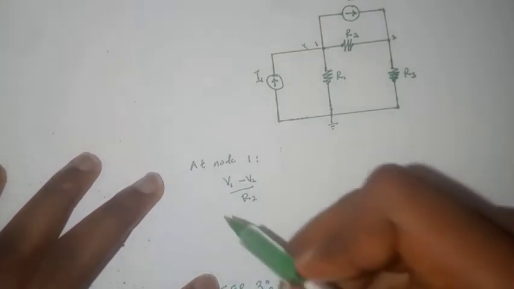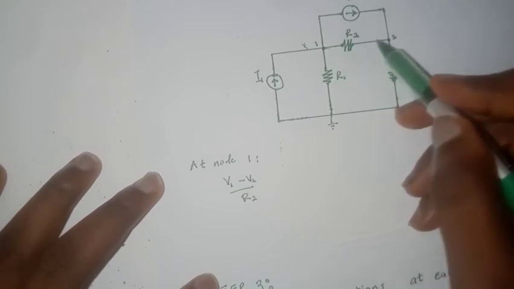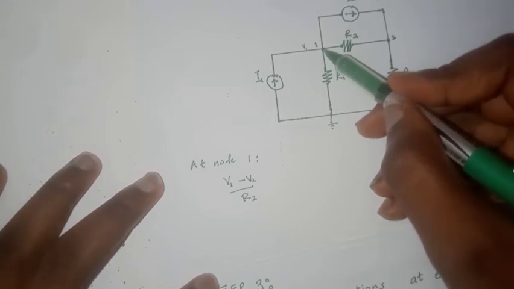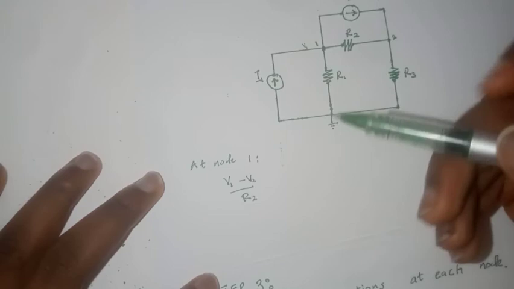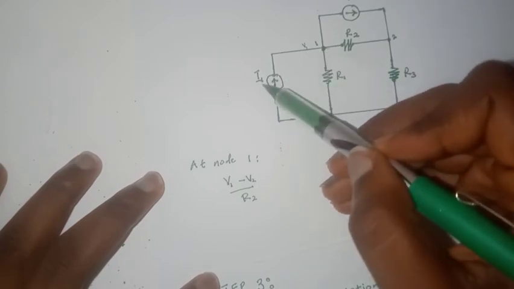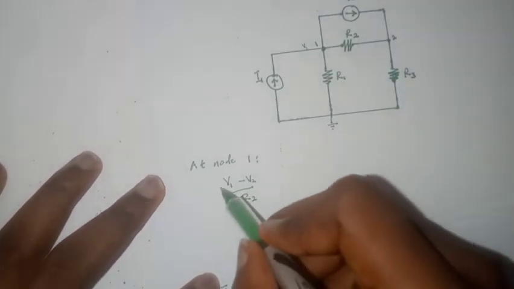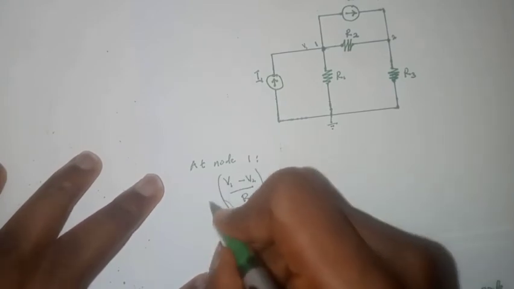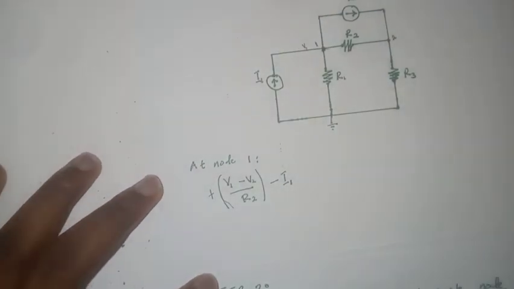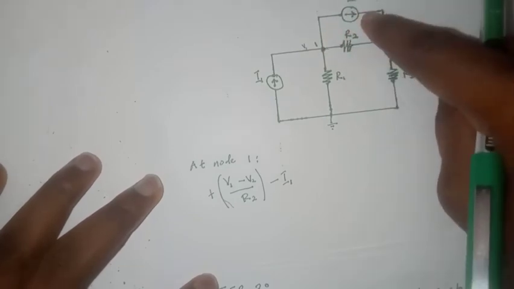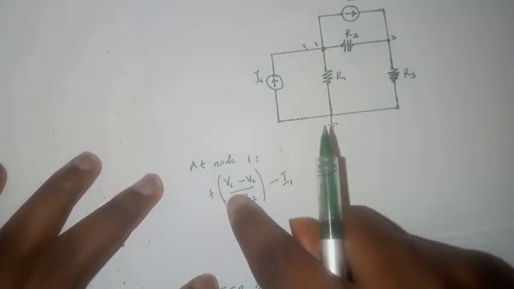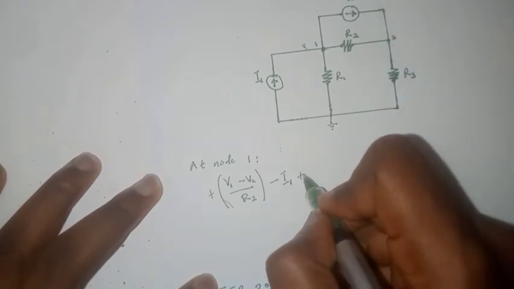Note that by doing this, we are assuming that the current is flowing outward from node 1. So that means that this current that is flowing inward into the node, that's current I1, will take a negative sign. Since this takes a positive sign, that means that this current will take a negative sign, which is minus I1. Now, this current I2 is flowing out of node 1, and we have assumed that the positive currents are flowing outwards, so that will be plus I2.